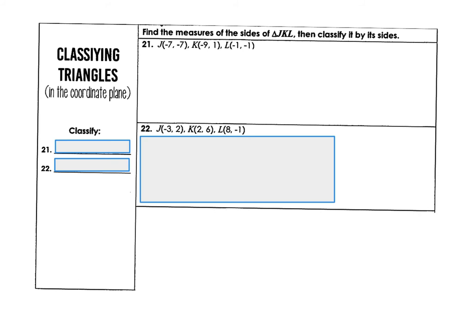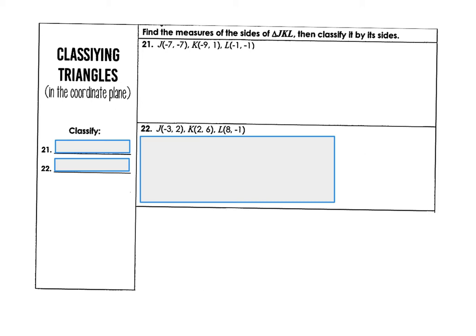It says measure this, find the measures of the sides, then classify it by its sides. Okay? So they've given us 3 points on the coordinate plane. You don't have to draw it on a coordinate plane, but you do need the distance between the points because it wants the measure of the sides. Well, to find the measure of a side, you need to know the distance from one point to the other. And so that's exactly what we're going to do here. We're going to use the distance formula.